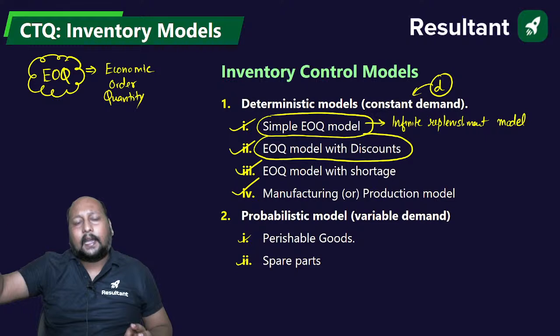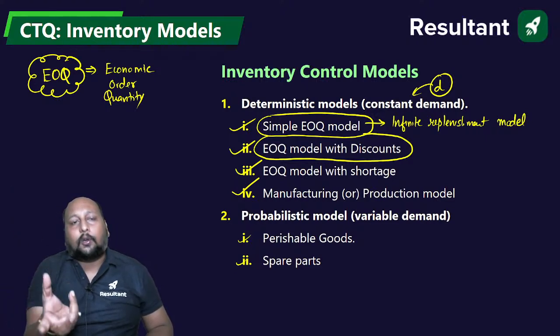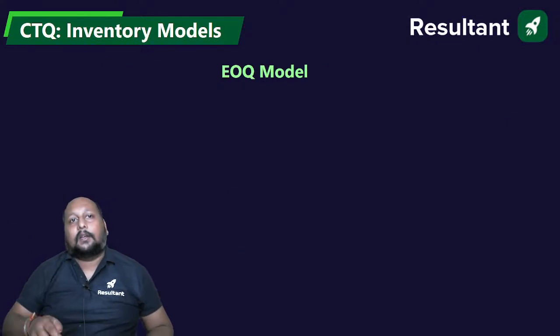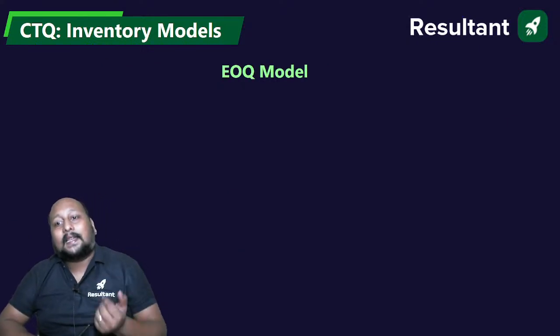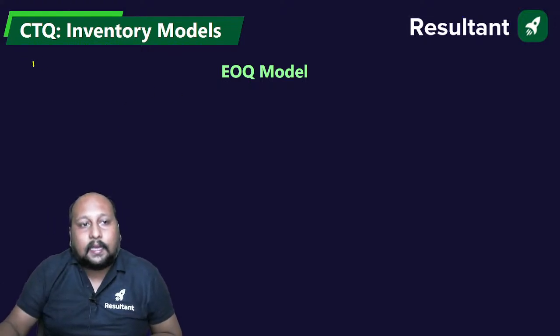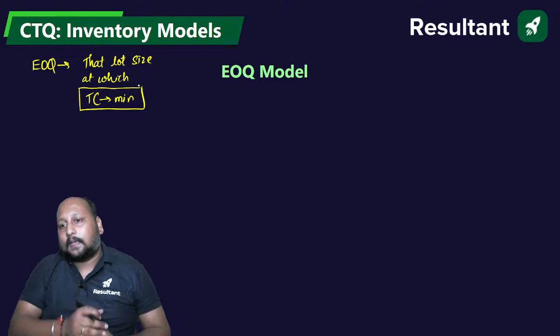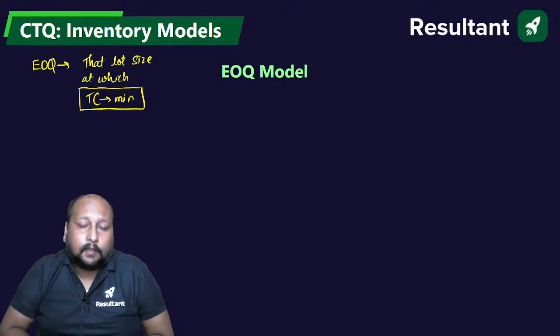If you add these up and get that cost to be minimum, that particular lot size at which the total cost is minimum, we call it economic order quantity, or EOQ. In simpler words, economic order quantity means that lot size at which the total cost is minimum.